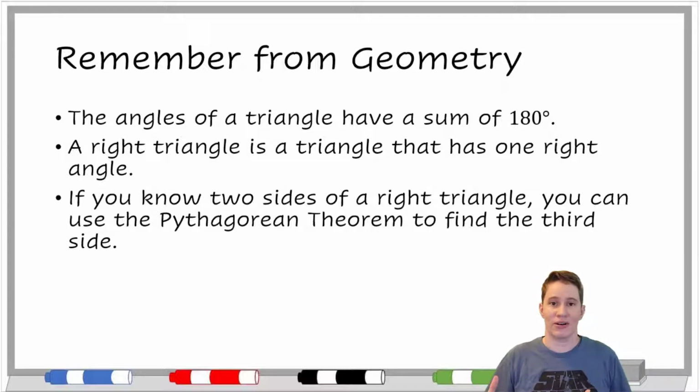But if we have a right triangle and we know two of the sides, no matter which two they are, we can use the Pythagorean theorem, a squared plus b squared equals c squared, to find the third side. And so that's something that we should already know from geometry, that we're going to come into this knowing and using almost right away.